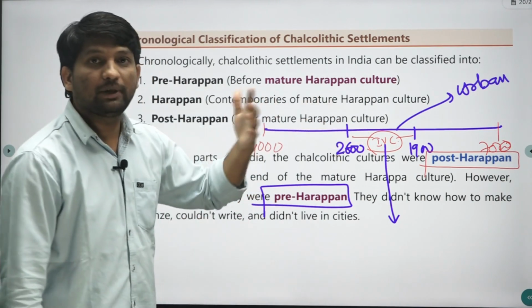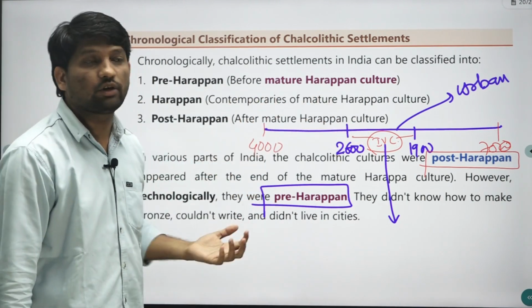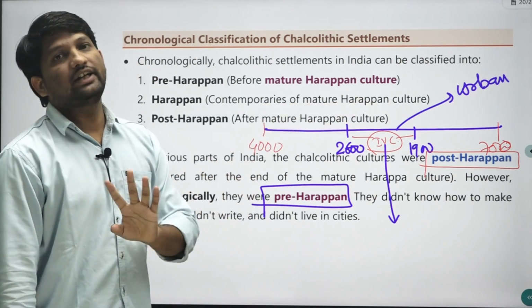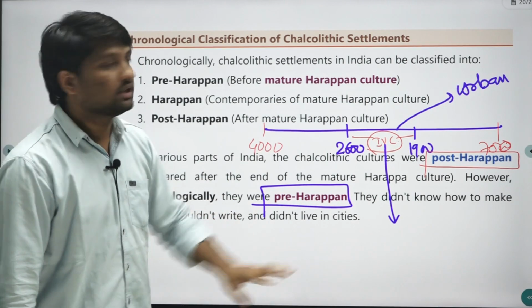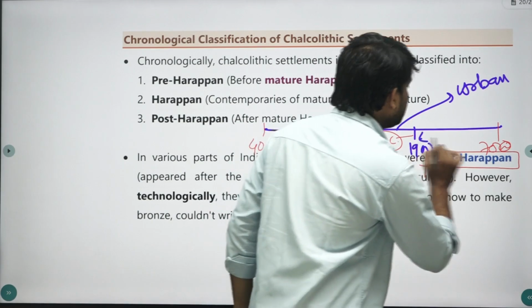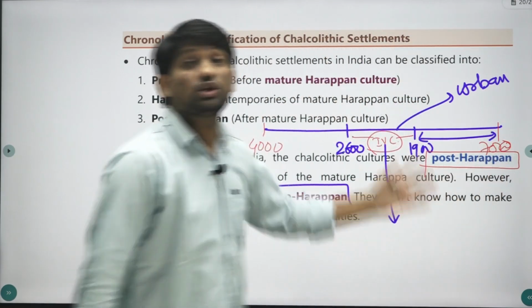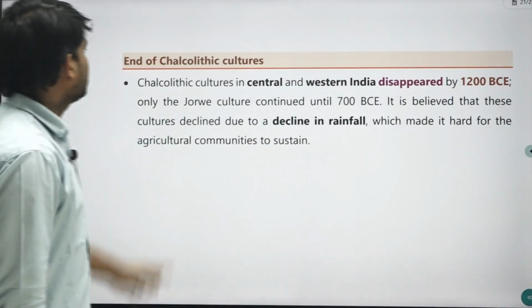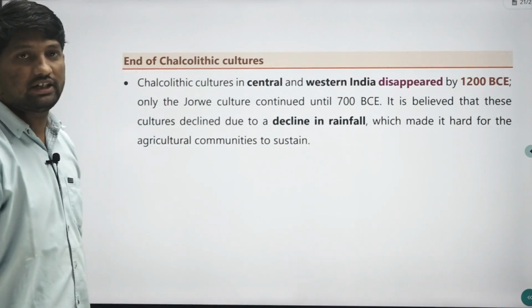The Indus Valley Civilization had a particular script. They had written records. We could not decipher them, but they had them. But if you consider the Chalcolithic culture, they did not have any script or written records. So though most of the Chalcolithic sites belong to the later period, meaning post-Harappan, technologically they are pre-Harappan culture.